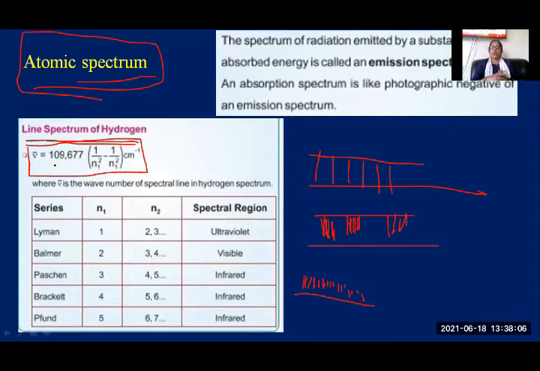Okay, so the radiations or the spectra obtained by that phenomenon were studied, and a relation was drawn. That relationship between wave number and the orbit is given by this equation: nu bar is equal to 109,677 into 1 by n1 square minus 1 by n2 square per centimeter. This is called the Rydberg constant.